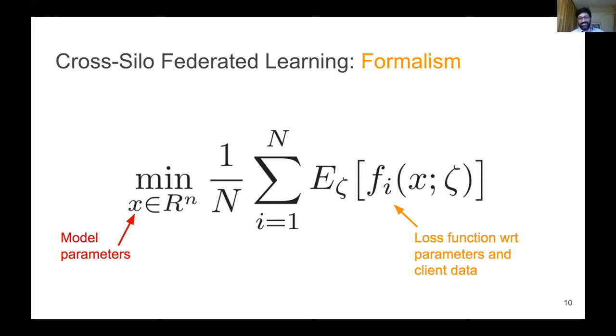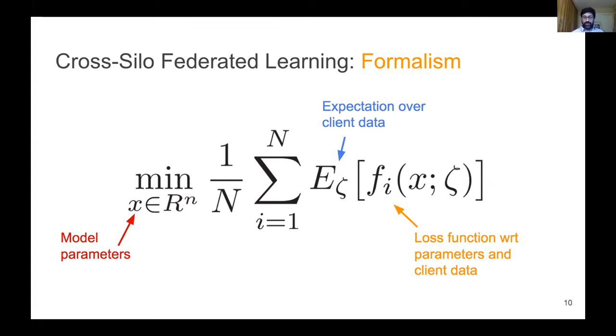The zeta there represents client data that is drawn from a distribution. There's an expectation sitting there because we assume that the clients have a lot of data. Because they have a lot of data, it makes sense to think of taking an expectation over client data.